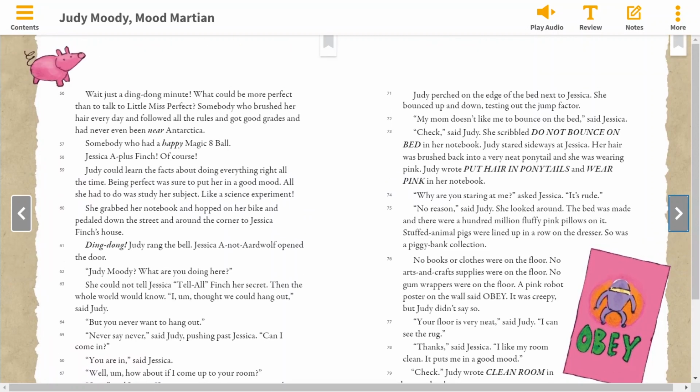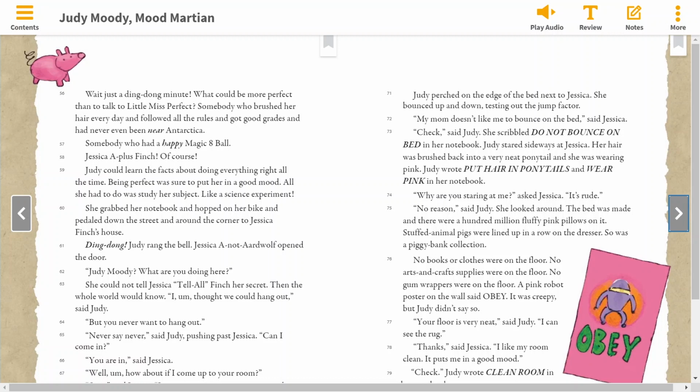Wait just a ding-dong minute. What could be more perfect than to talk to Little Miss Perfect? Somebody who brushed her hair every day and followed all the rules and got good grades and had never even been near Antarctica. Somebody who had a happy magic 8-ball. Jessica A+ Finch, of course. Judy could learn the facts about doing everything right all the time. Being perfect was sure to put her in a good mood.